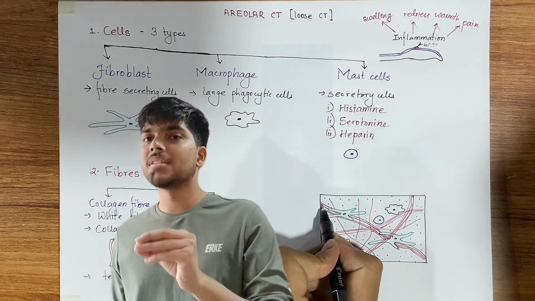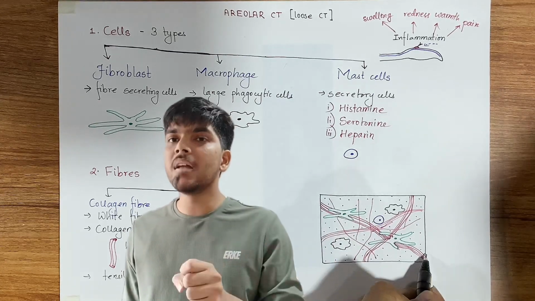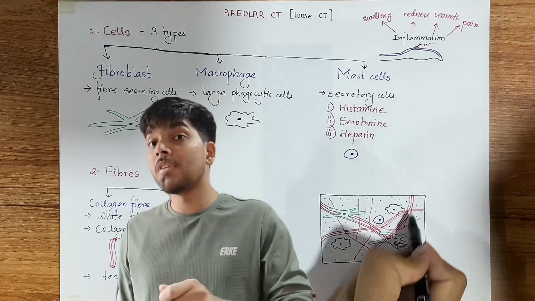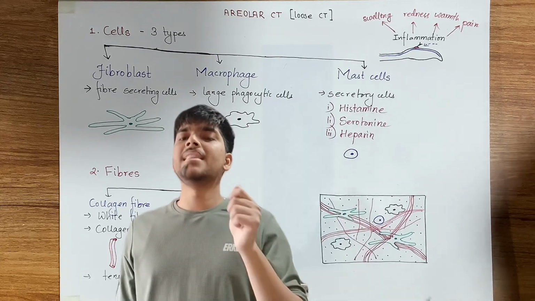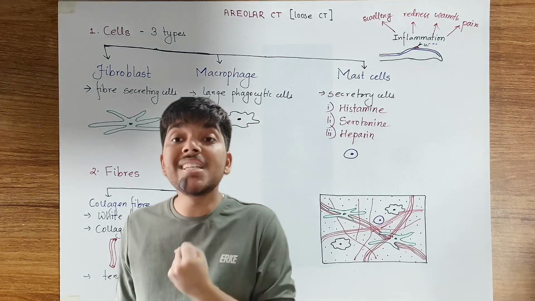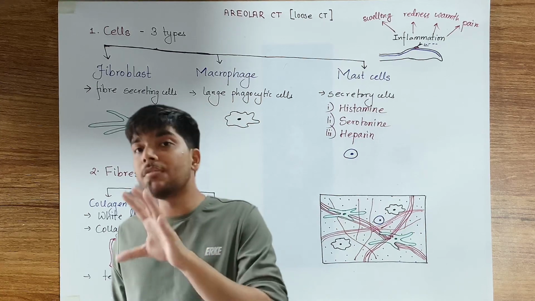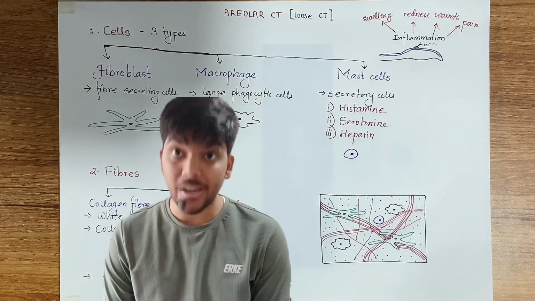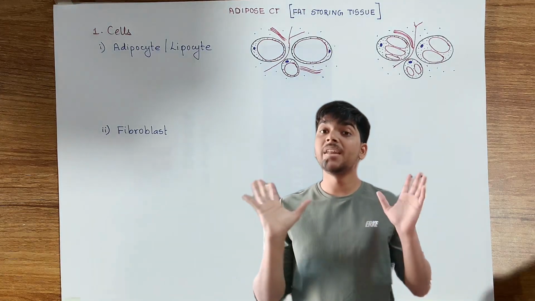Fibroblasts, they secrete fibers, and the fibers that are typically found are your white fibers, which are found in bundles, and they are unbranched, and they contain protein collagen, which is whitish in color, so given the name white fibers, and yellow fibers, which are found singly, and they are branched, and they contain the protein elastin, that's why they are yellowish in color, and they provide elasticity. These cells and fibers, they are found on a ground or a base, which is known as the matrix. And that's it for areolar connective tissue. So we are done with areolar connective tissue.